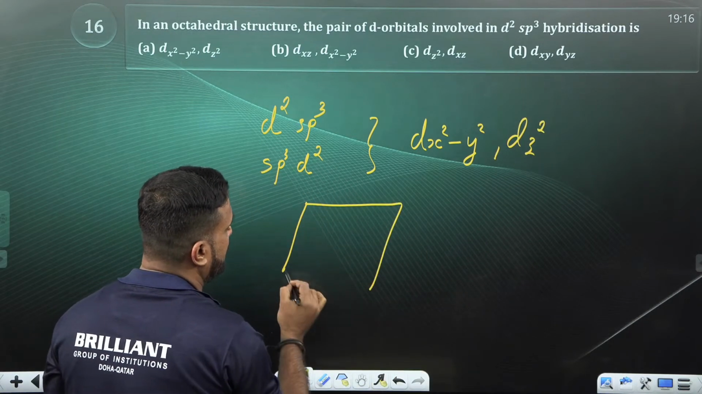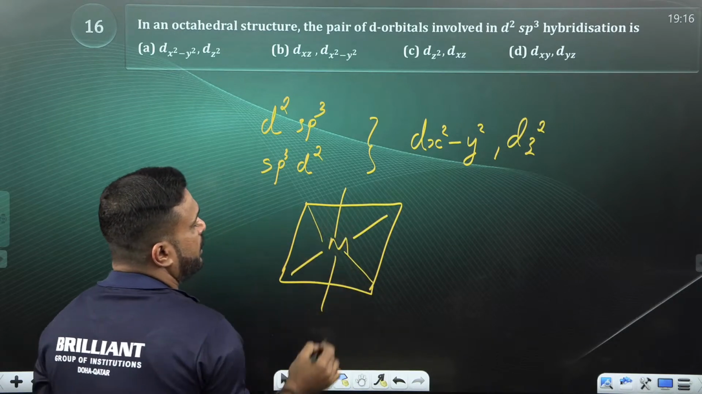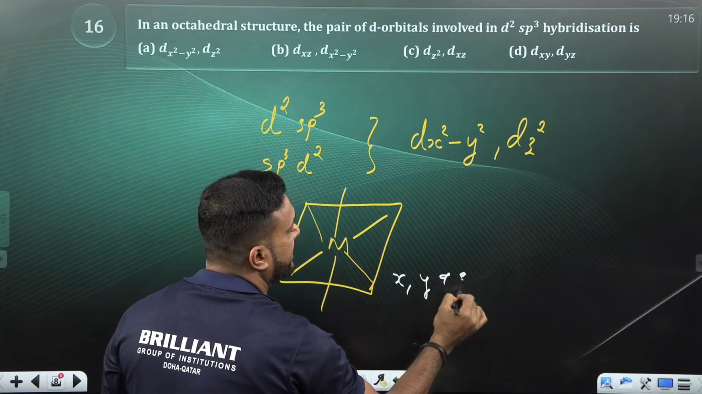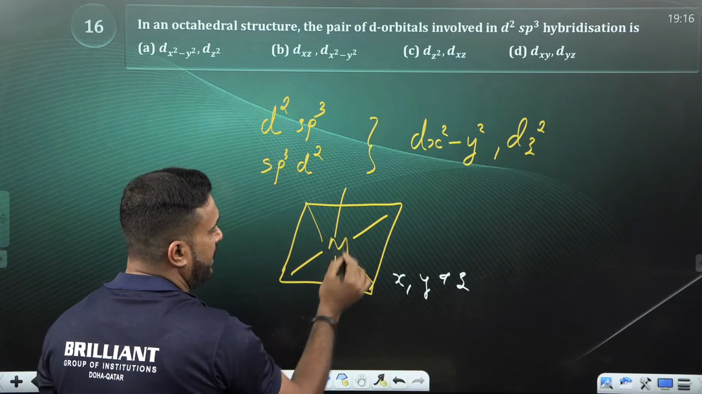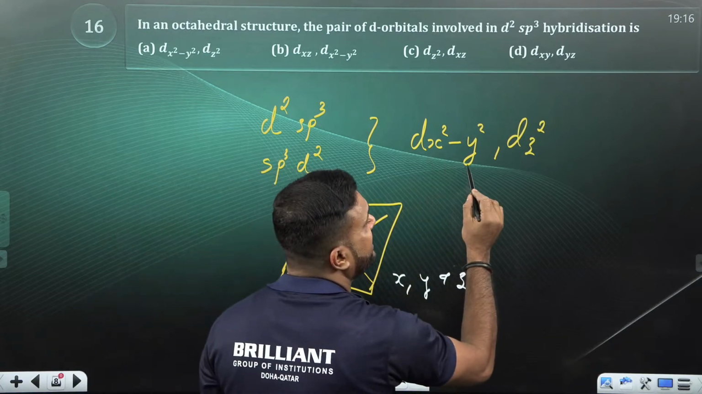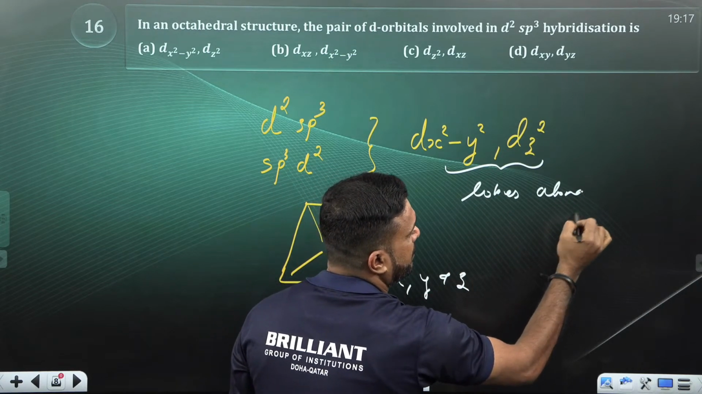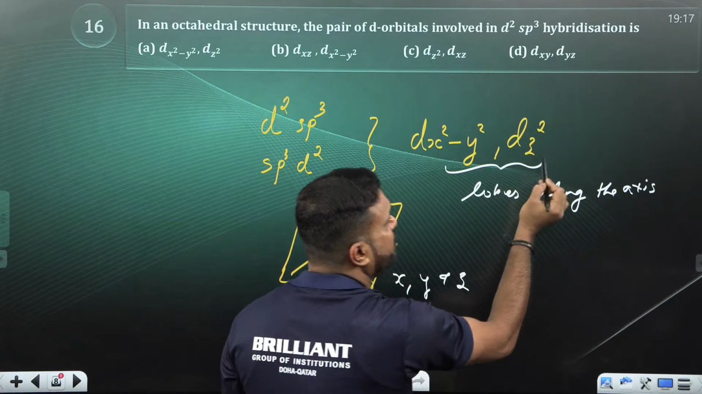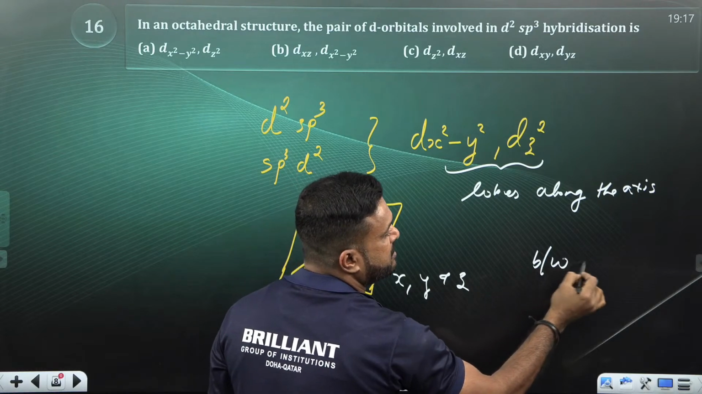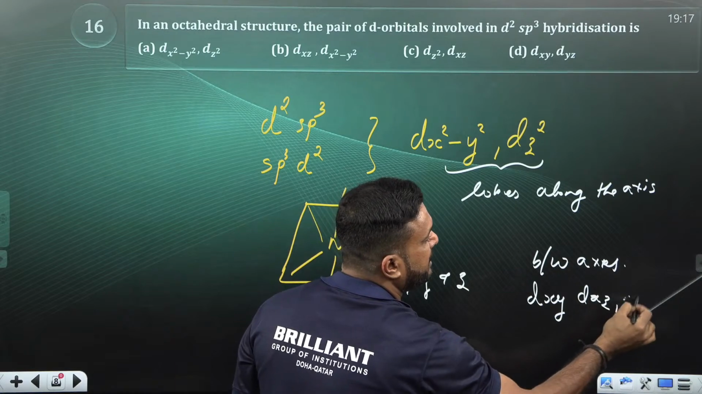Octahedral complex means the center metal atom with 1, 2, 3, 4, 5, 6 ligands. Here the bonds are parallel to the x, y and z axes, right? And in dx square minus y square, what is their specialty? Their lobes are along the axis. There are 5 d orbitals, and other than these we have 3 more, whose lobes are between the axes. Between the axes means dxy, dxz and dyz.